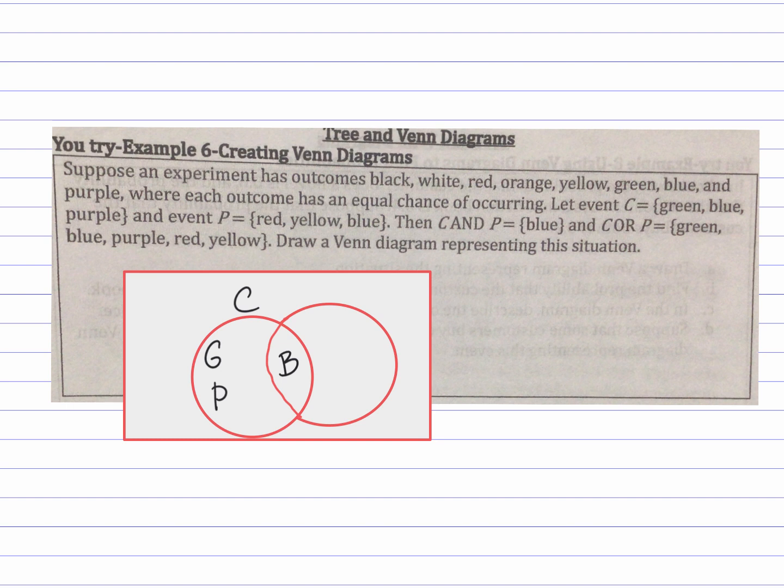Event P is red, yellow, blue, so we're going to have red and we're going to have yellow. And then C and P is blue, and that's why it's in the middle. And C or P is green, blue, purple, red, yellow. Now there's a couple colors mentioned at the beginning that, if you're not careful, you might leave off. So we need to add black and white inside the rectangle, but not inside either of the circles for events C and P.